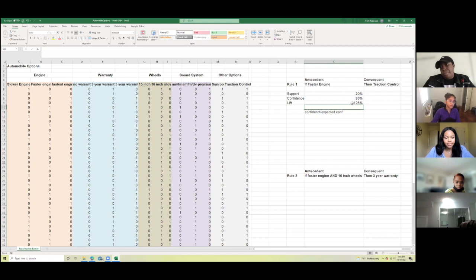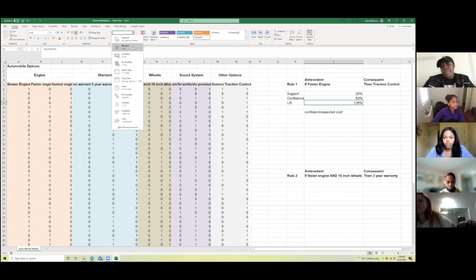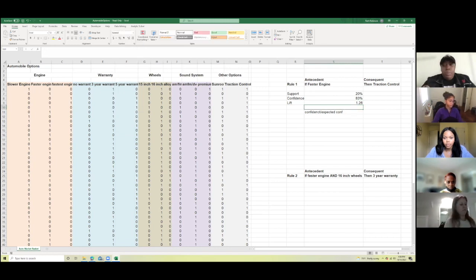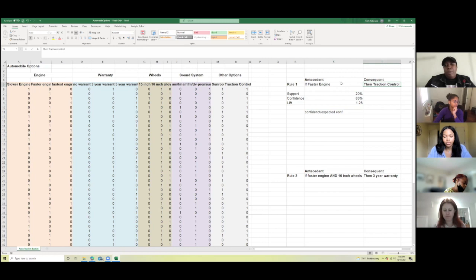So, boom. And that is not a pretty number there. Okay, so let's turn that into a value. Okay. So it says that lift provides information about the increase in the probability of the then statement given the if part. So given that there's a faster engine, what's the probability that we'd see traction control?